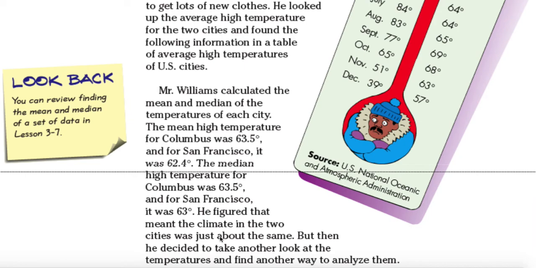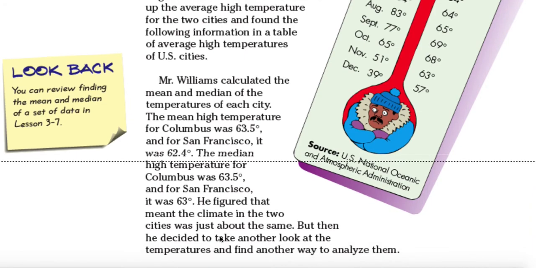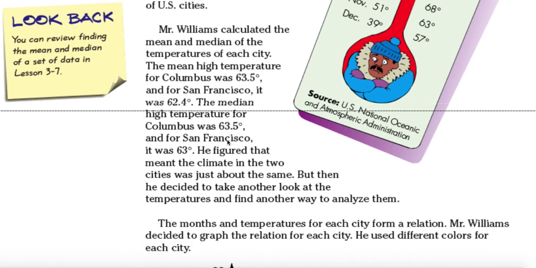But then he decided to take another look at the temperatures and find another way to analyze them. So Mr. Williams actually looked at the mean, median, okay, and there was no mode, so he looked at those methods of finding out the average temperatures for Columbus and San Francisco, and he found that they were almost the same. But he wanted to find out more, so he looked for another method.